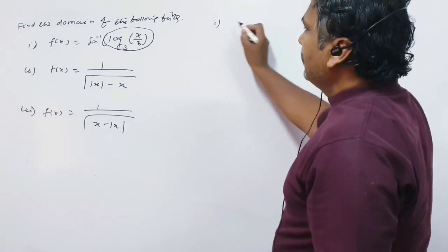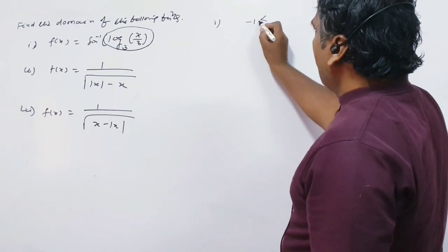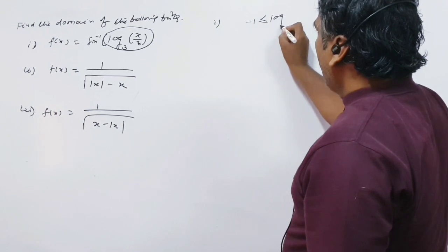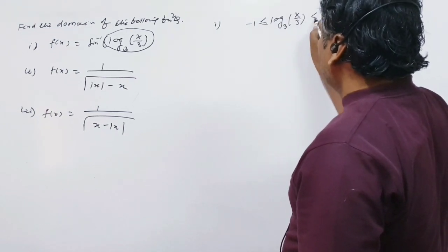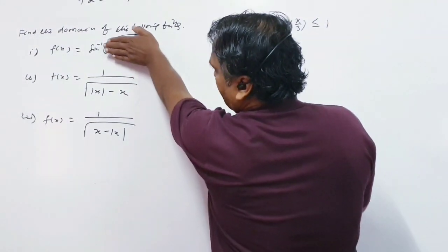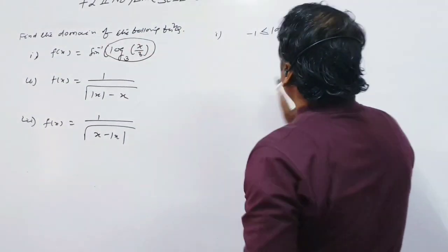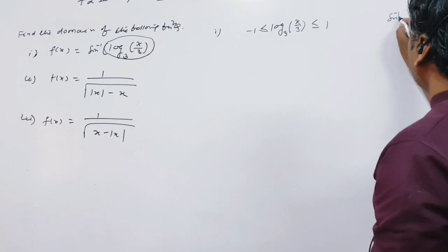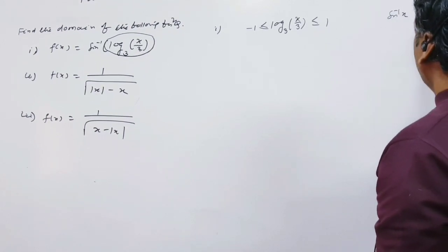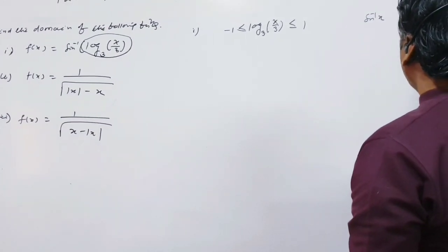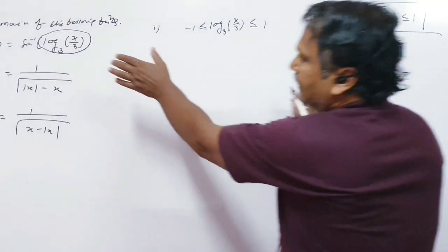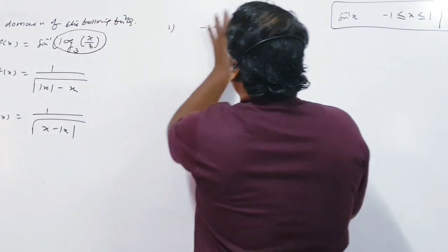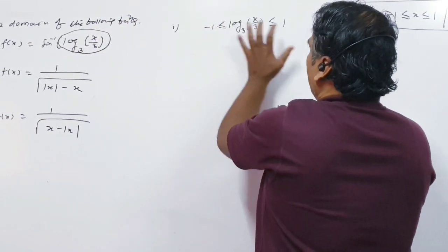The first one is -1 ≤ log base 3 of (x/3) ≤ 1. This is x. This is x. Okay, we know that because for sin⁻¹ x, what is the domain of this one? -1 ≤ x ≤ 1. This is the logic. Okay, so here this is x, this is x. So x lies between -1 to +1.